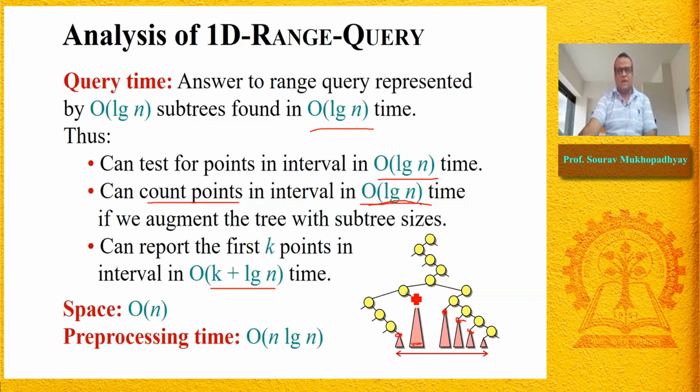Okay, so any question before we go to the 2D? We want to generalize this. We want to go for the 2D. Any question on this data structure, or is this clear? The 1D range search.